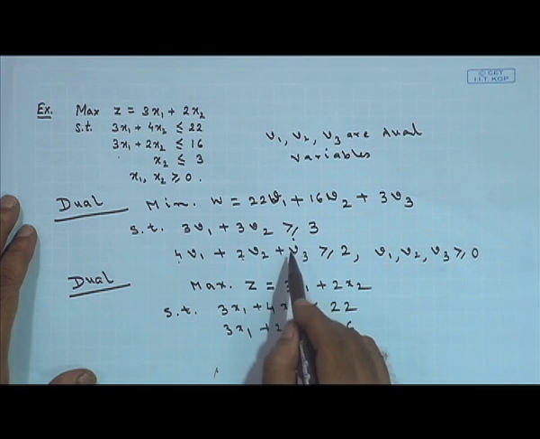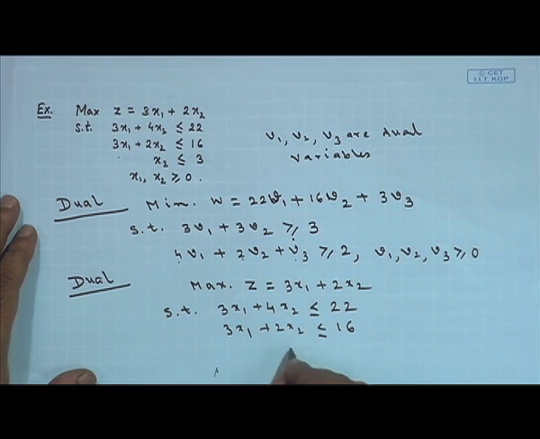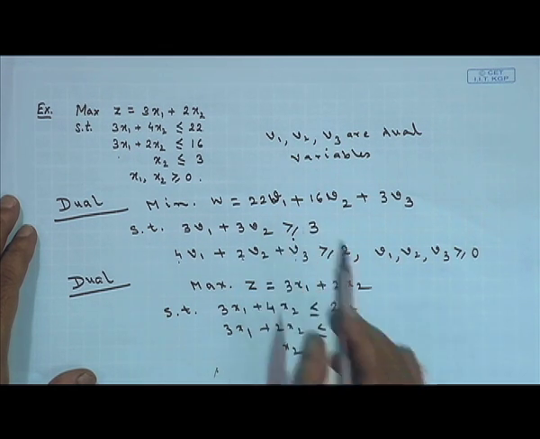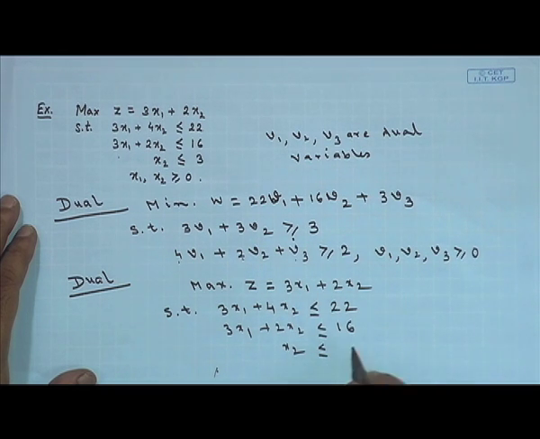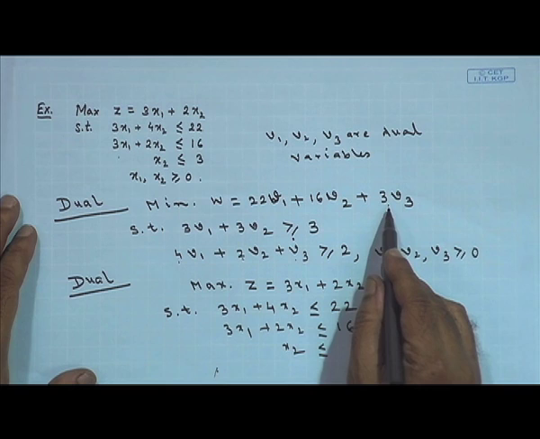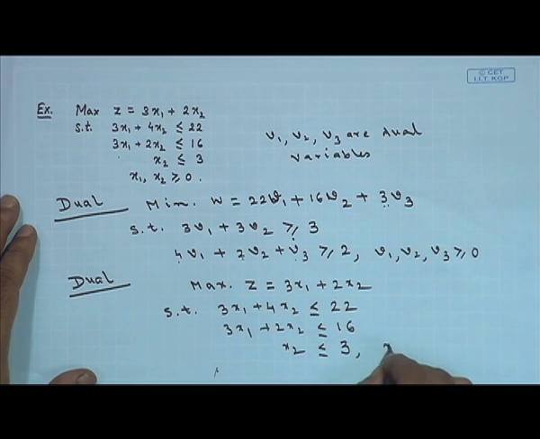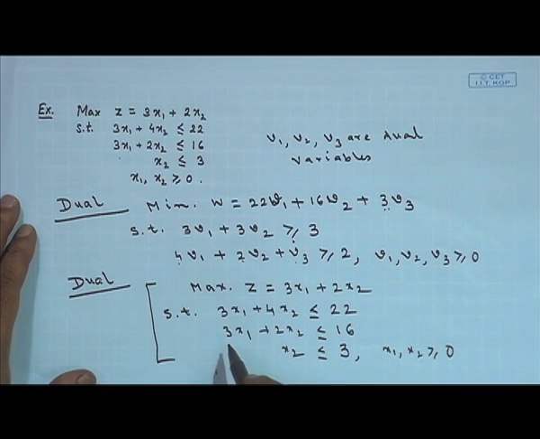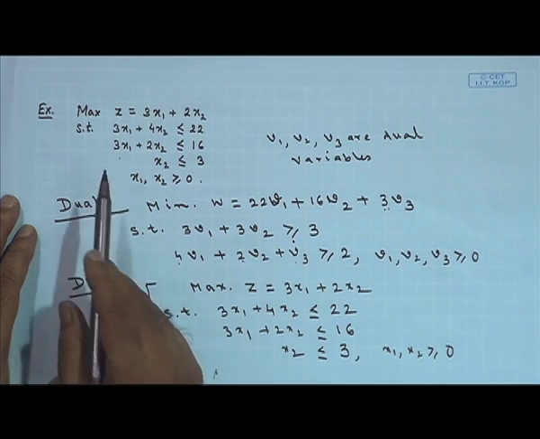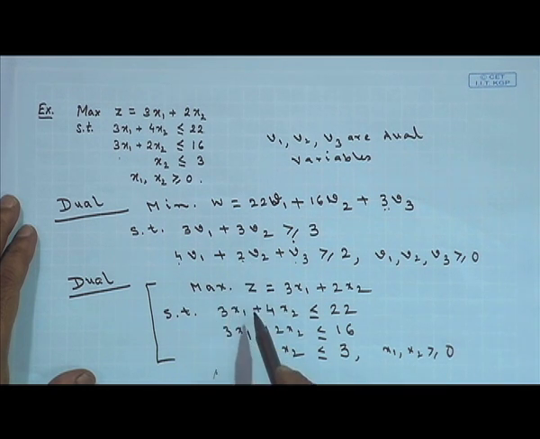Now take the third column, corresponding to V3. Only x2 will come; V3 is not there in the first one. So x2 less than equals 3, the coefficient of V3 in the objective function, and x1, x2 greater than equals 0. If you see, this problem is nothing but the original problem. Therefore, the dual of the dual gives you back the original problem. I hope it is a little clear. In the next lecture, we will solve one or two more problems on this.